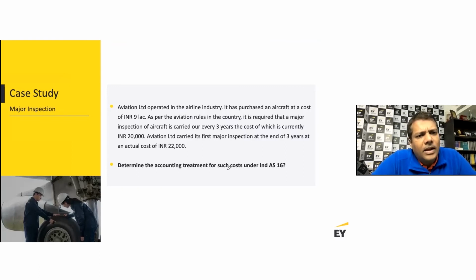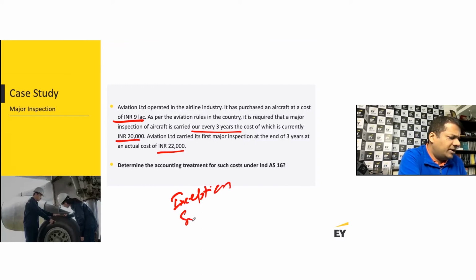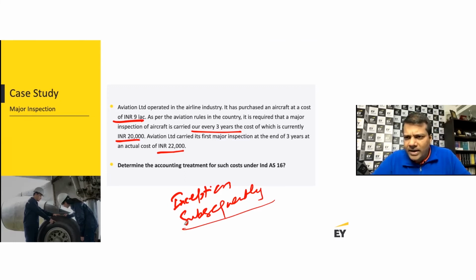Now, Aviation Limited carried out its first major inspection at the end of 3 years at an actual cost of INR 22,000. This is always the case; the actual and the estimates do differ. So the question here is the accounting treatment: how do you do it at inception, and how will we do it subsequently?